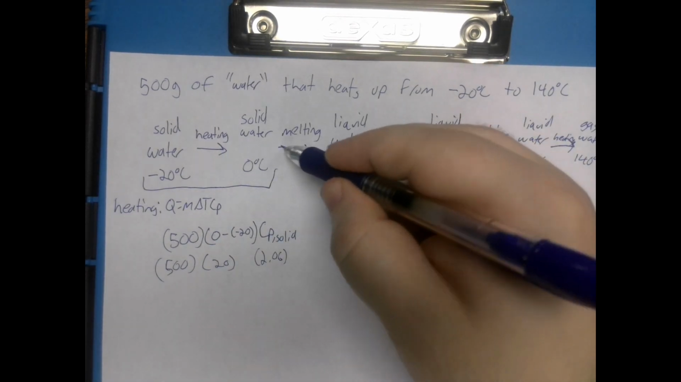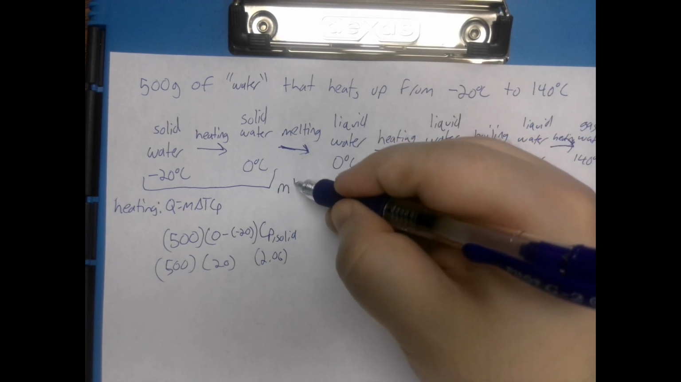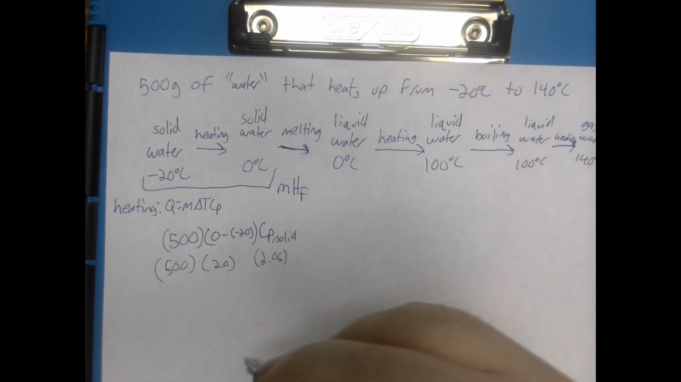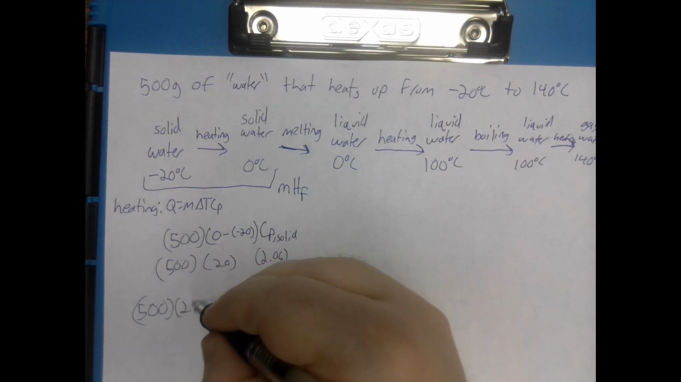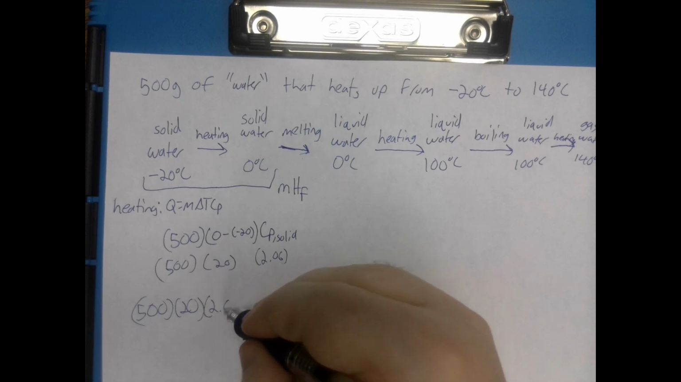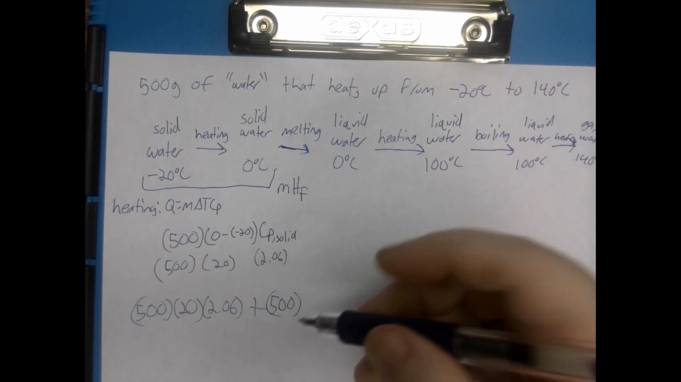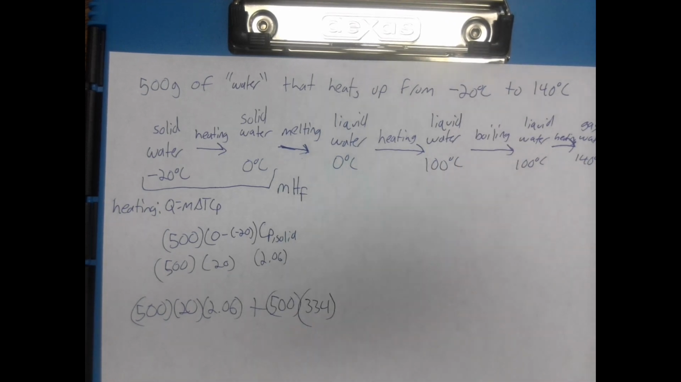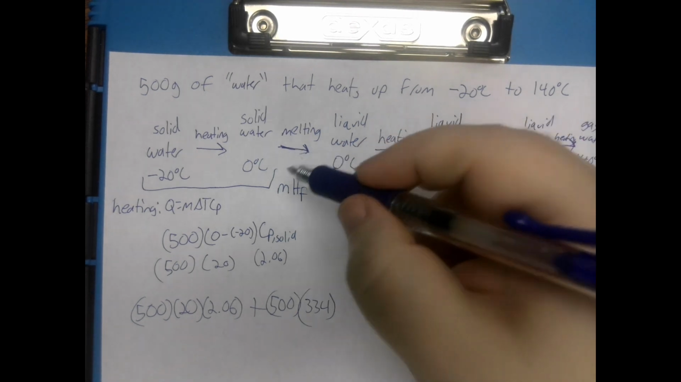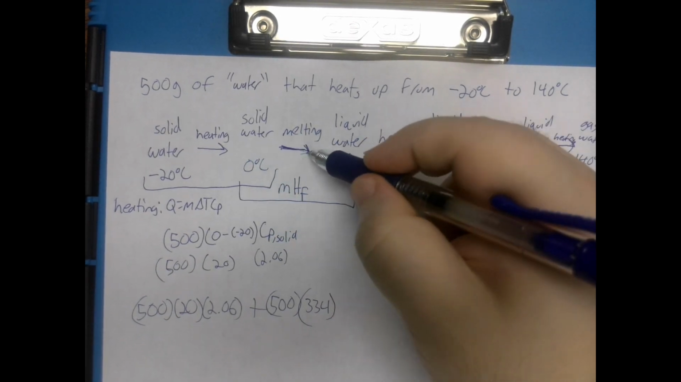Then we have this arrow here, which is the melting. That's where we do mass times heat of fusion. So let me rewrite this on here. So 500 times 20 times 2.06. Then the mass is 500. The heat of fusion of water is 334. So that covers this setup, this arrow.